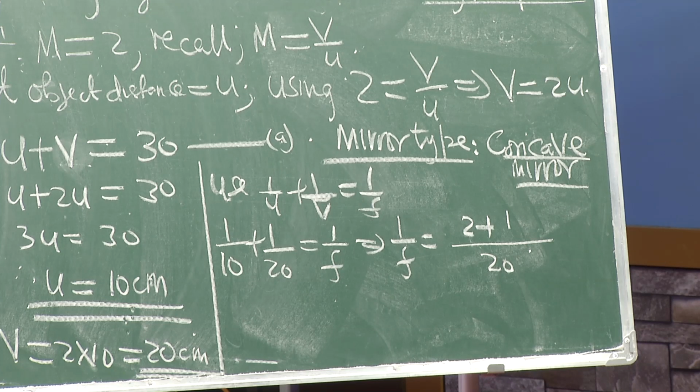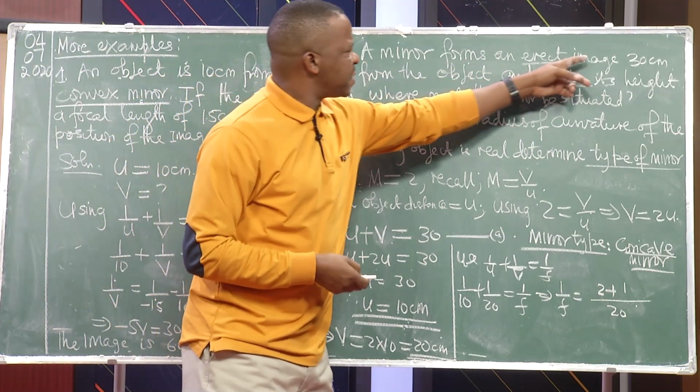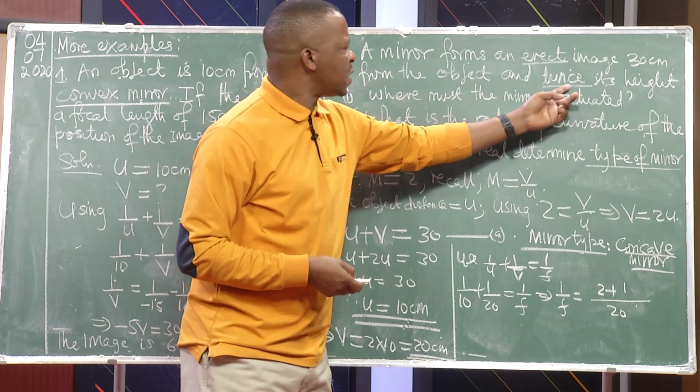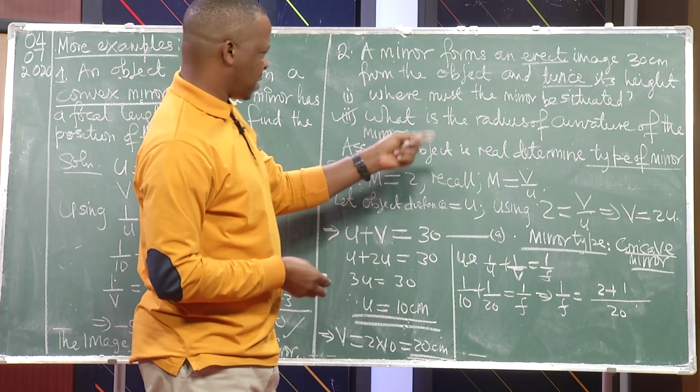They are saying where must the mirror be situated, and we should be able to discover where it must be situated. We want to find the value of f, so how will we find the value of f? Let me see. A mirror forms an erect image 30 centimeters from the object and twice its height. Where must the mirror be situated? What is the value of the radius of curvature, assuming the object is real?